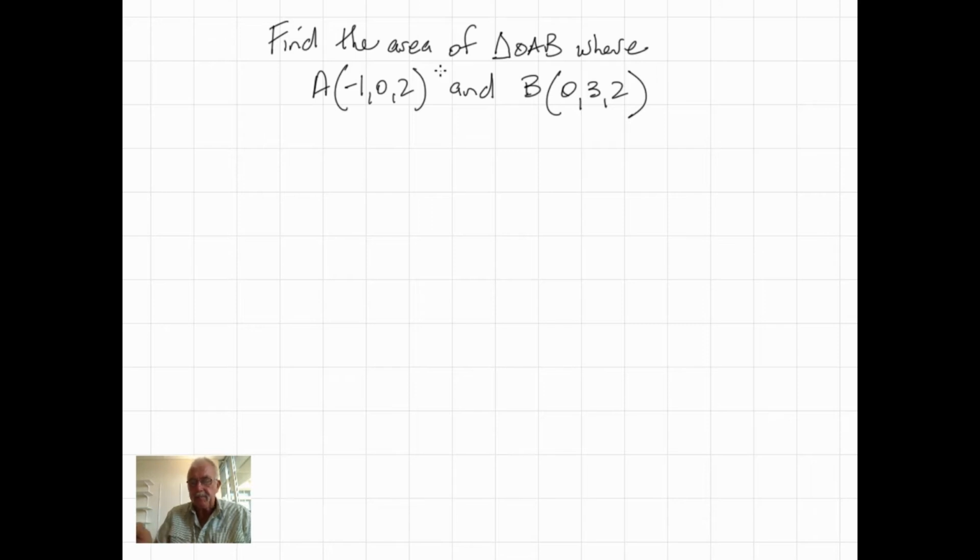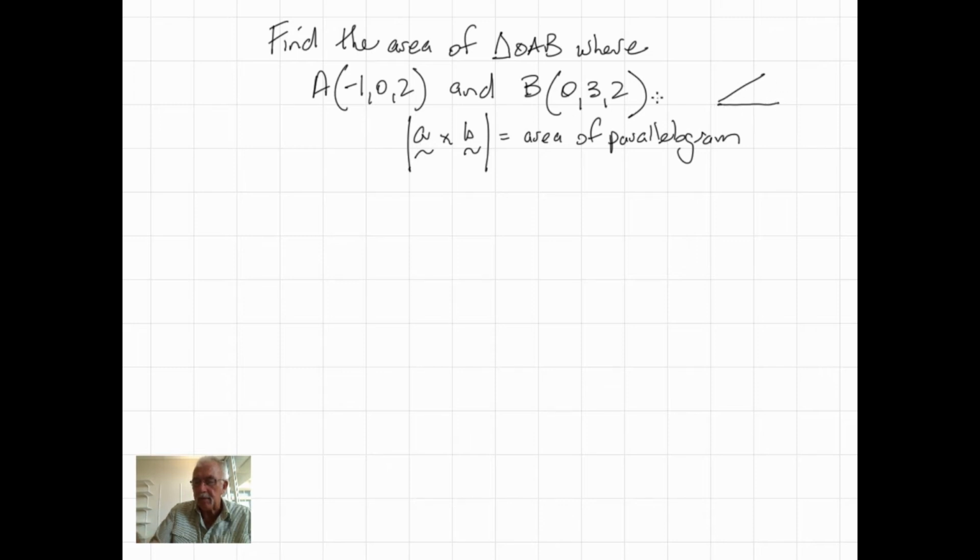We want area. Now, the only work we've done with vectors where we've calculated area is the cross product. And we know that A crossed with B is the area of the parallelogram formed by A and B. Well, actually that is the magnitude of the area of the parallelogram, because A cross B is another vector.